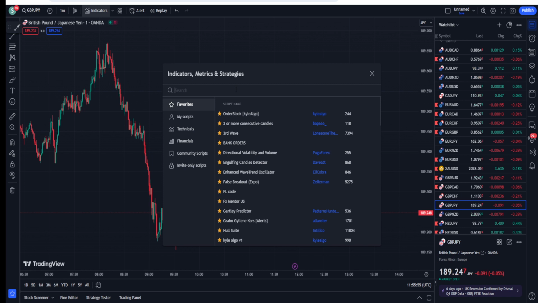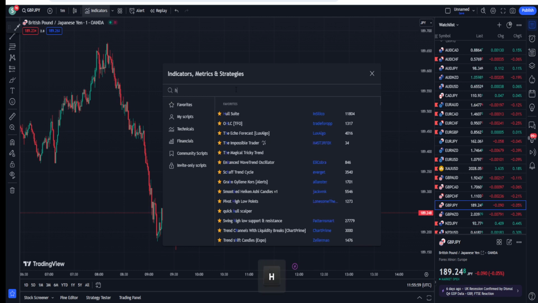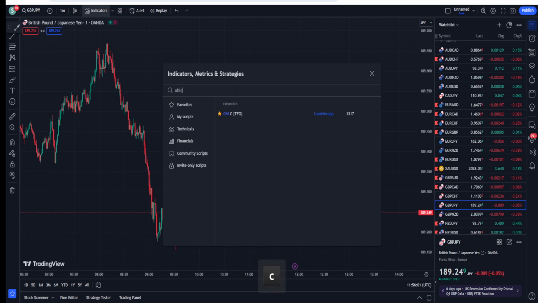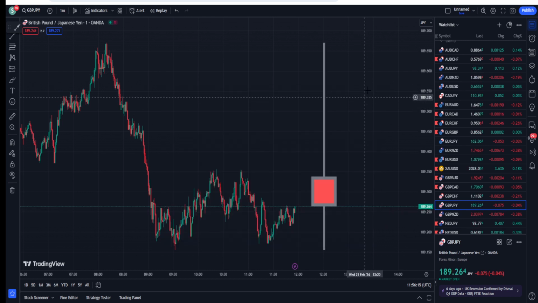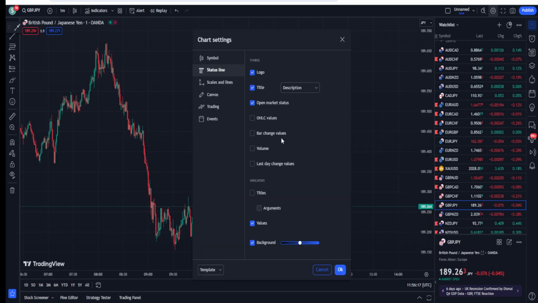Okay, so here you need to write OHLC. When you write OHLC on TradingView, this indicator will come, called OHLC by TFO by Trade for OP. You can see 1317 likes are already provided in this indicator section.